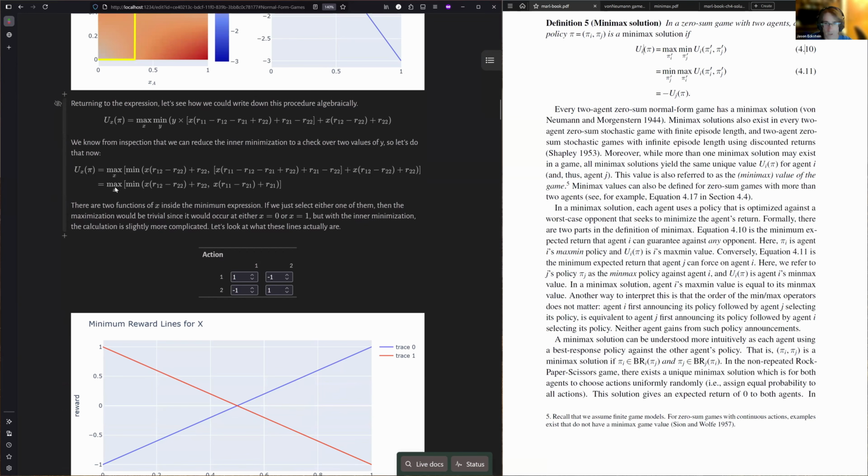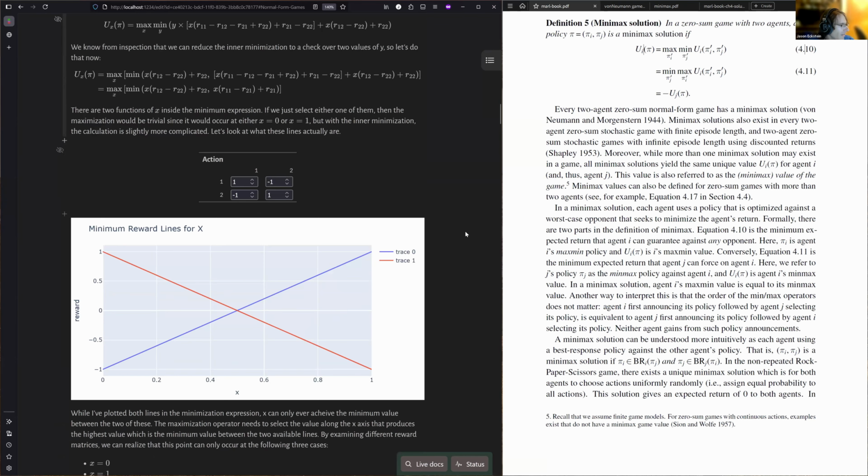So now we have a max over x, and then inside of it, we have these two different lines. Now, these are both two different functions of x, but we have to take the minimum between them. And that's what I'm showing here, both of these lines. This represents the first expression in the minimum, and this is the second expression in the minimum.